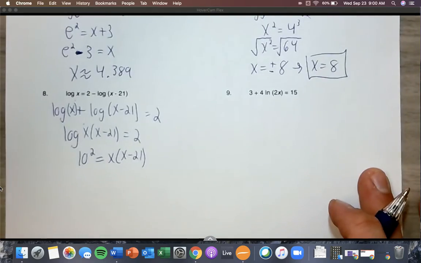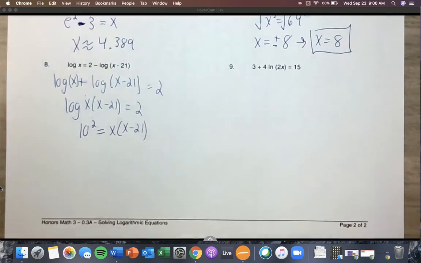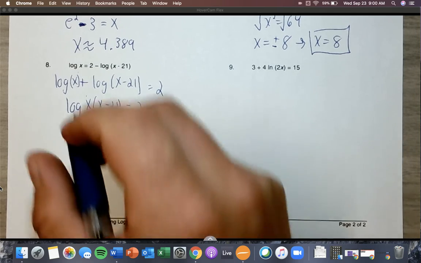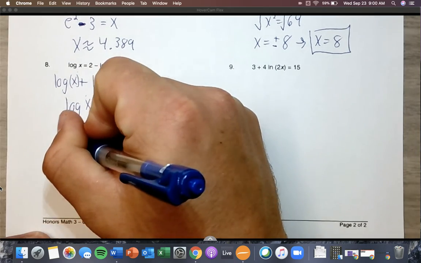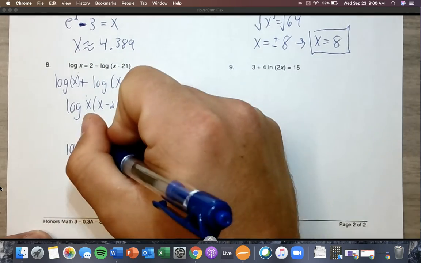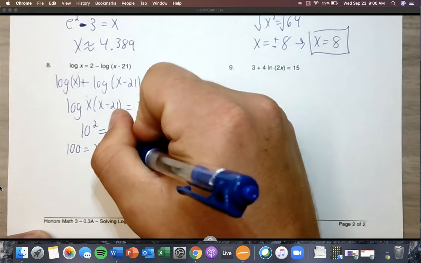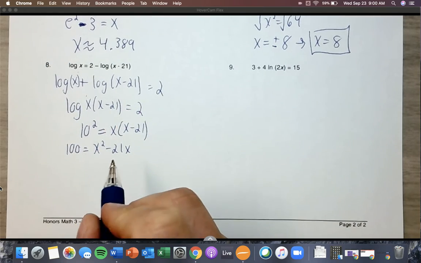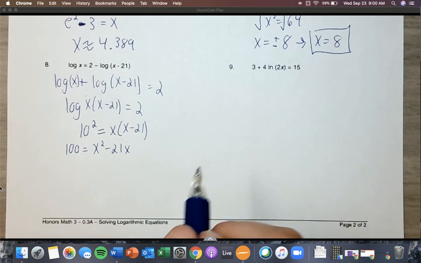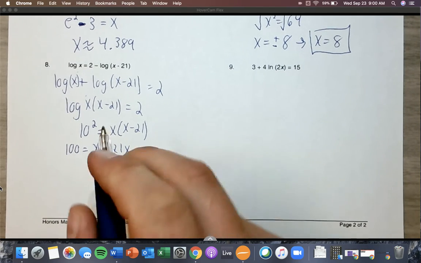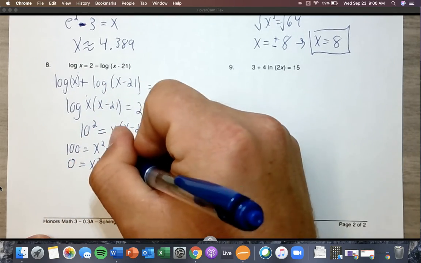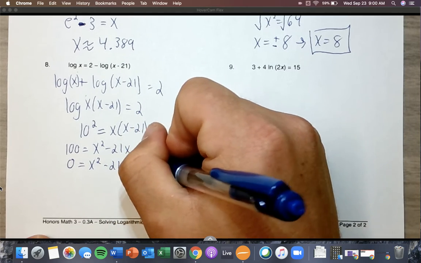Let me scoot this down a little bit. Now we can simplify this a little bit. 10 squared is 100. For x, we can distribute that inside the parentheses here. We get x squared minus 21x. Now we can see this is going to be a polynomial that we have to set equal to 0, so we can subtract this 100 over. We get 0 equals x squared minus 21x minus 100.